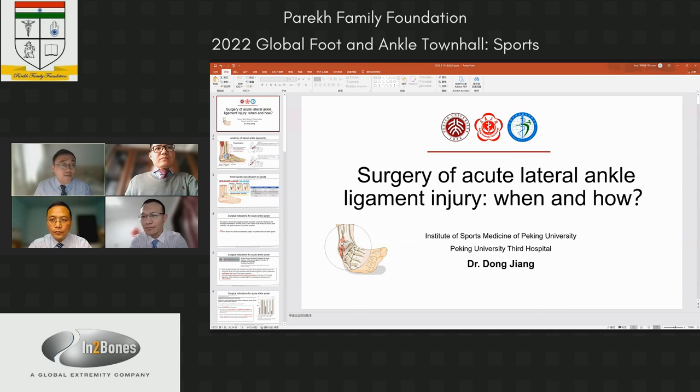From this one, we have presented the anatomy of lateral ankle ligaments. And for the classification of ankle sprain, we can see the grade 1 and grade 2 ligament injury.